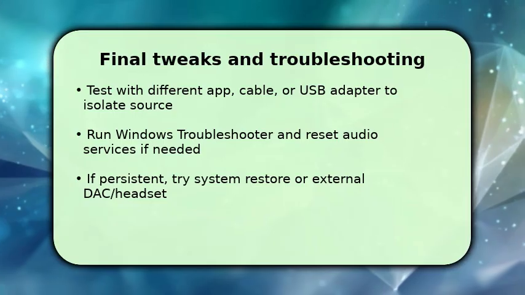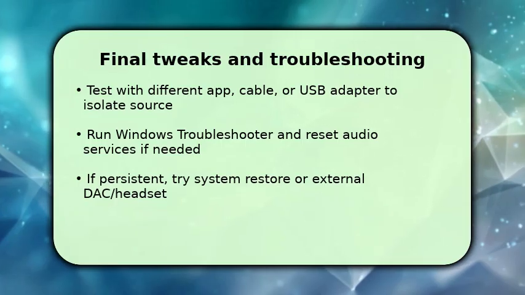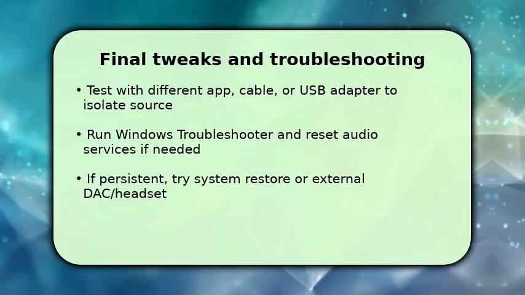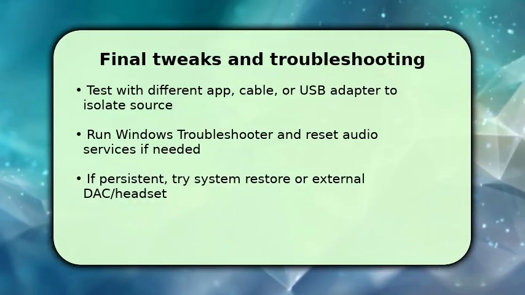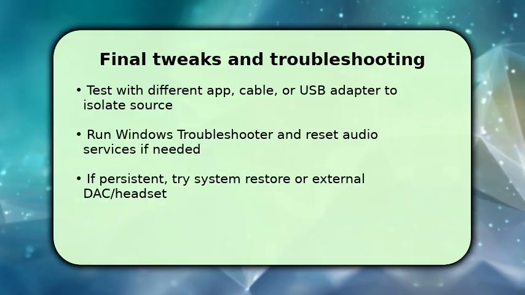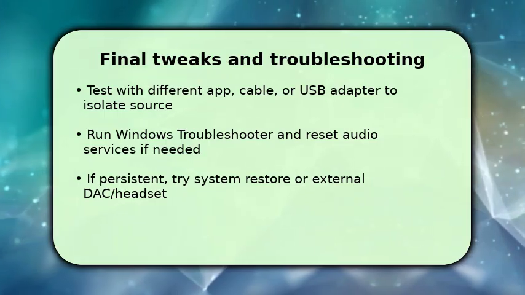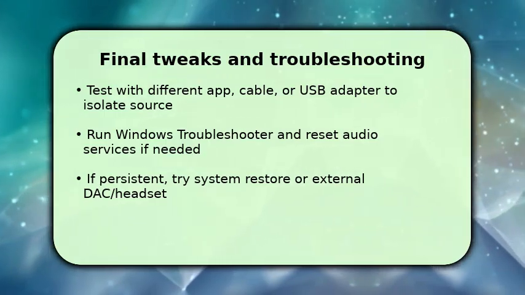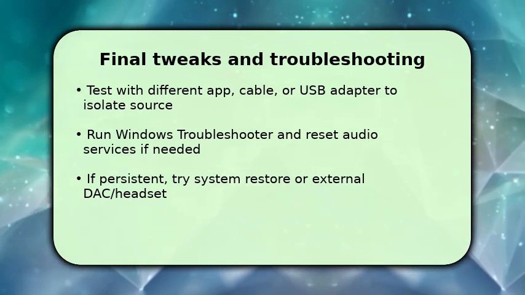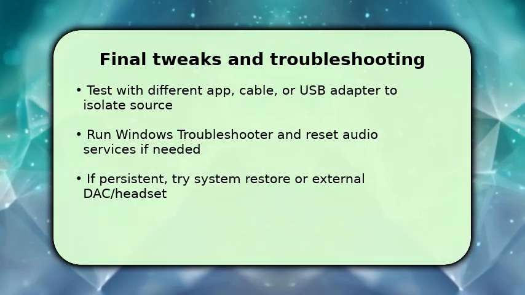Finish with targeted troubleshooting. If problems persist, test a different app, cable, or USB adapter to isolate whether the app, connection, or hardware is at fault. Run the Windows Troubleshooter, and, if necessary, restart Windows Audio and Windows Audio Endpoint Builder services to clear stuck processes. If you still hear issues, consider system restore to a known good point, or use an external DAC or USB headset which bypasses onboard audio. If none of this helps, one key tip: swap devices to confirm whether the PC or the headset is faulty.